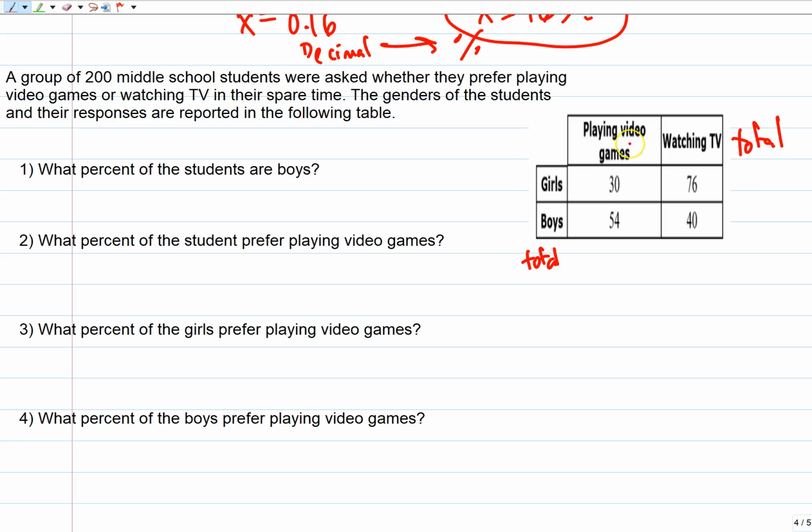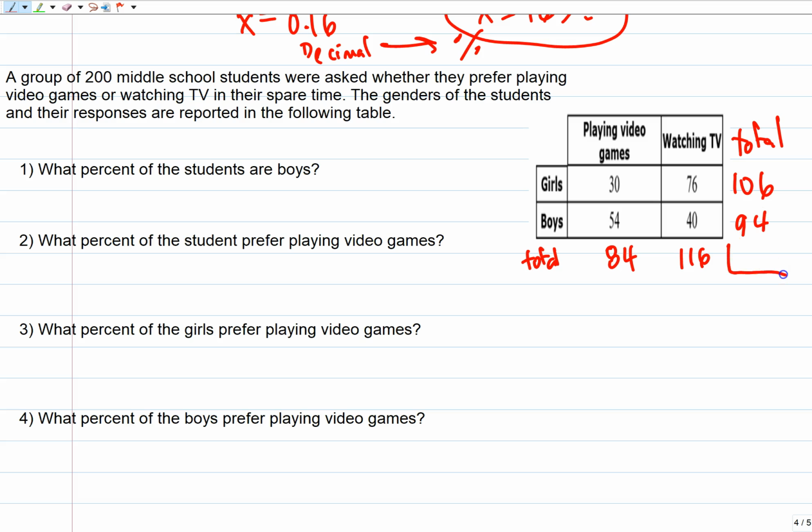For instance, how many total people played video games? There were 30 boys, 54 girls. Adding those totals to 84 total people there. How many watched TV? 76 and 40. Adding those together, about 116. How many total girls are there? Well, 30 and 76 totals to 106. And how many boys were there? 54 and 40. How about 94?